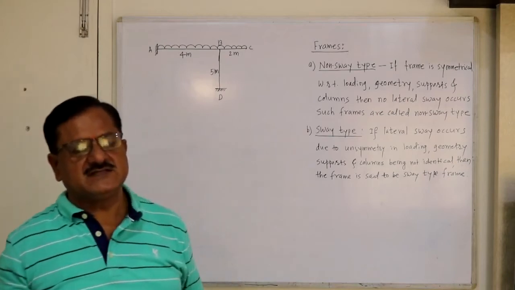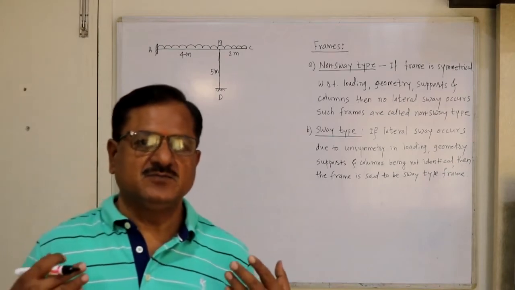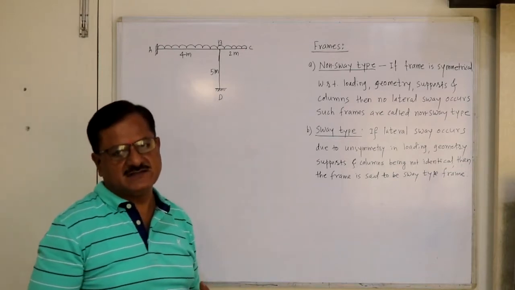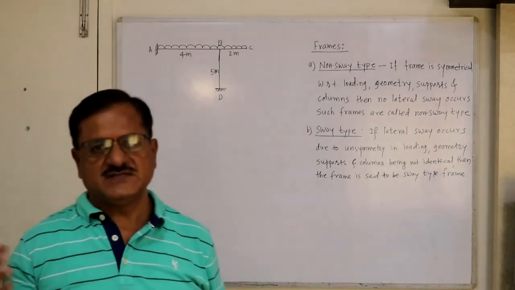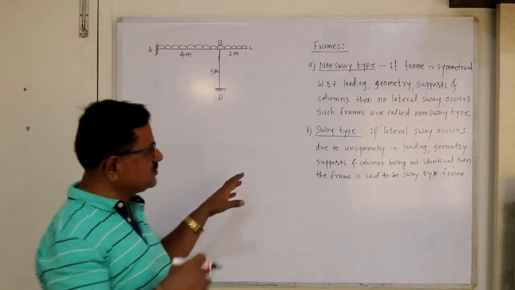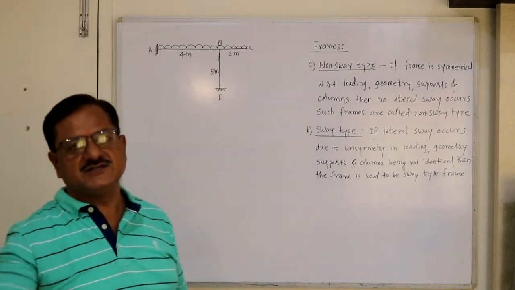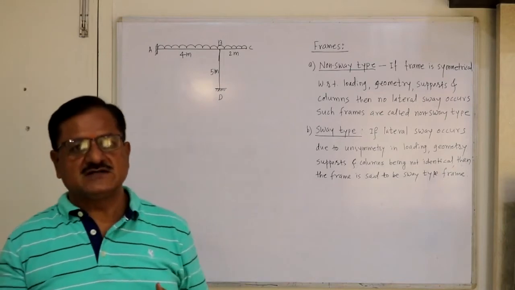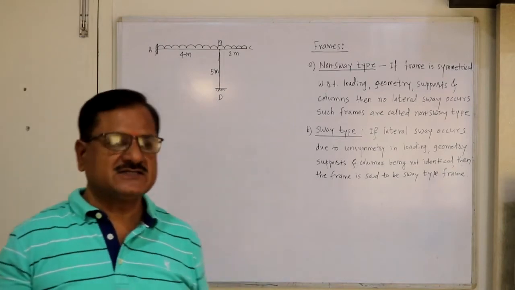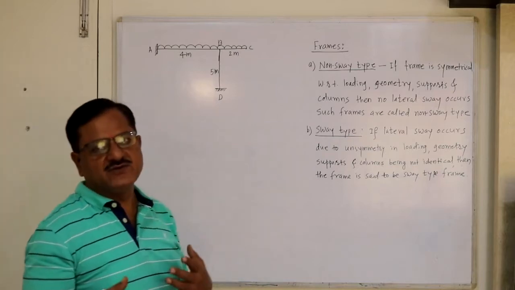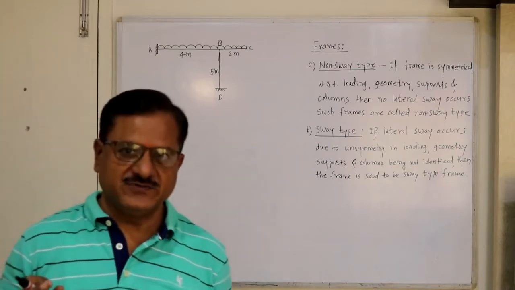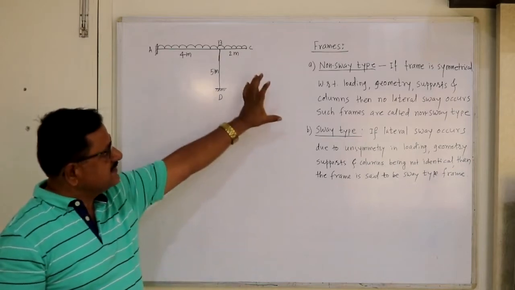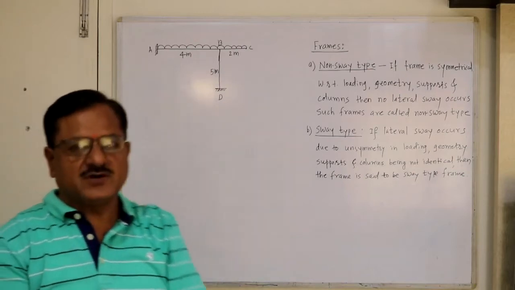If the given frame is a sway type frame, then we have to take more care while solving the problem by using moment distribution method. In case of slope deflection method, what happens? Delta, that is sway of the frame, was an additional unknown. But here in case of moment distribution method, if sway occurs, due to sway additional moments get developed, and then we have to analyze the frame in a different way. Before we start solving the problems on sway type frame, let's see first a few non-sway type problems.